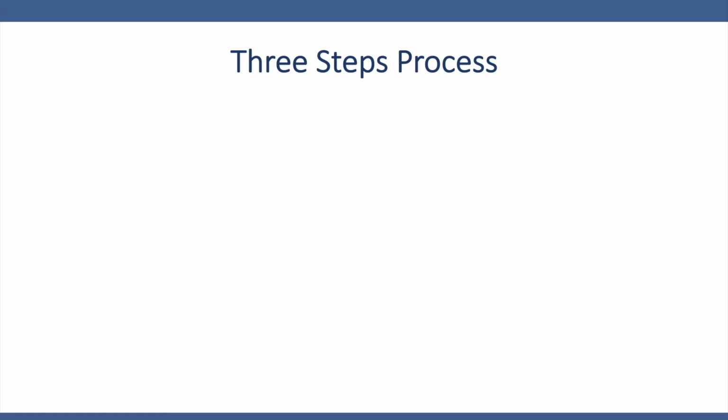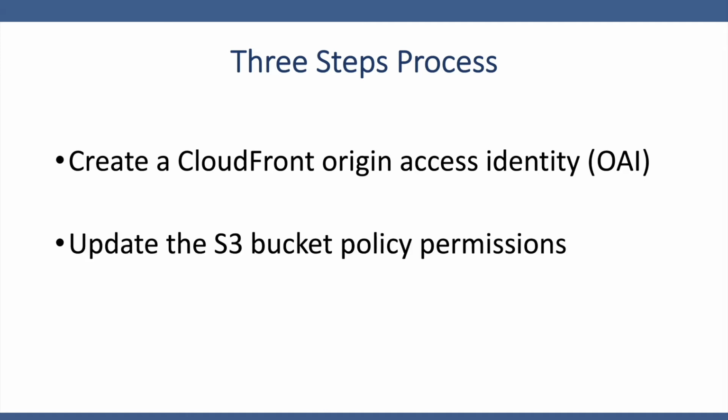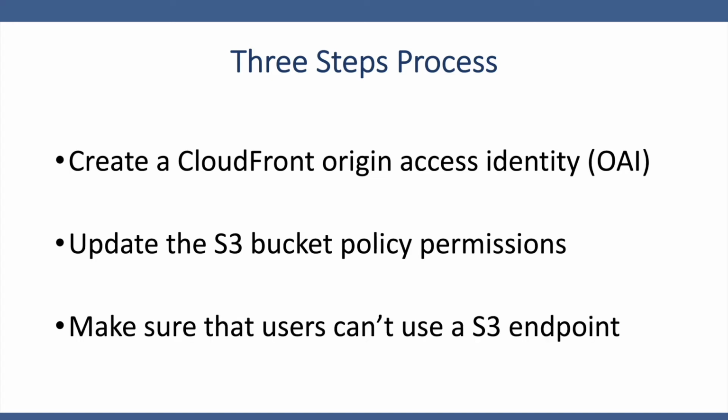So we are going to perform 3 steps over here. Create a CloudFront Origin Access Identity and associate it with our distribution. Update the S3 bucket policy permission so that only CloudFront can use the OAI to access the content from the S3 bucket. Then we need to make sure that users can't use a S3 endpoint or direct URL to access our content.